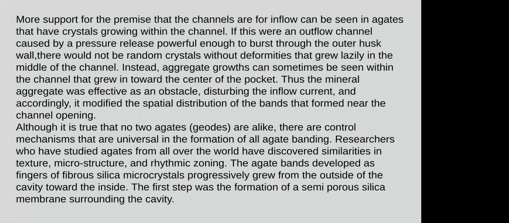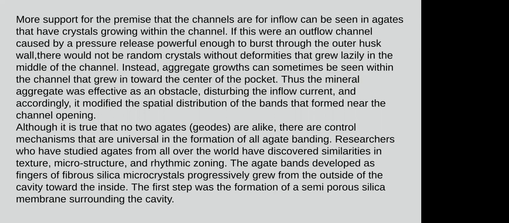More support for the premise that the channels are for inflow can be seen in agates that have crystals growing within the channels. If this were an outflow channel caused by a pressure release powerful enough to burst through the outer husk wall, there would not be random crystals without deformities that grew lazily in the middle of the channel. Instead, aggregate growths can sometimes be seen within the channel that grew in toward the center of the pocket. Thus, the aggregate was effective as an obstacle, disturbing the inflow current, and accordingly it modified the spatial distribution of the bands that formed near the channel opening.